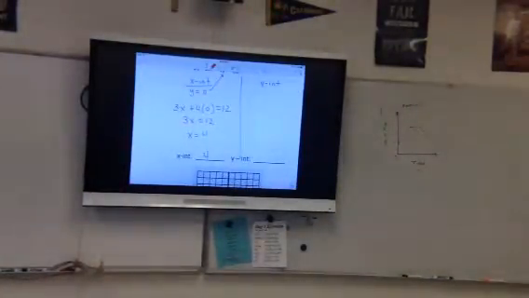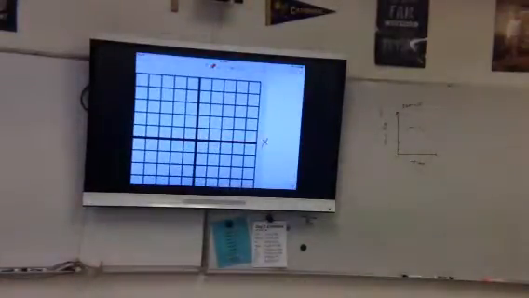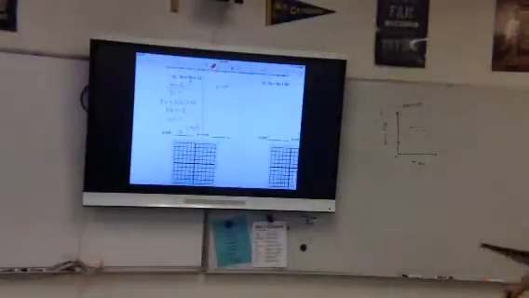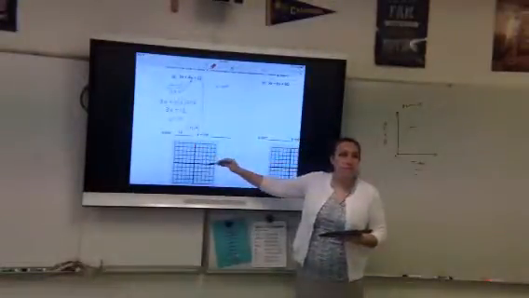Now please understand, if you want to write this as 4, 0, that's fine, but it's a coordinate point. So come down here, and on the x-axis, find 1, 2, 3, 4, and put a dot. So there's our first dot. Does anybody have a question about the first part of the problem?